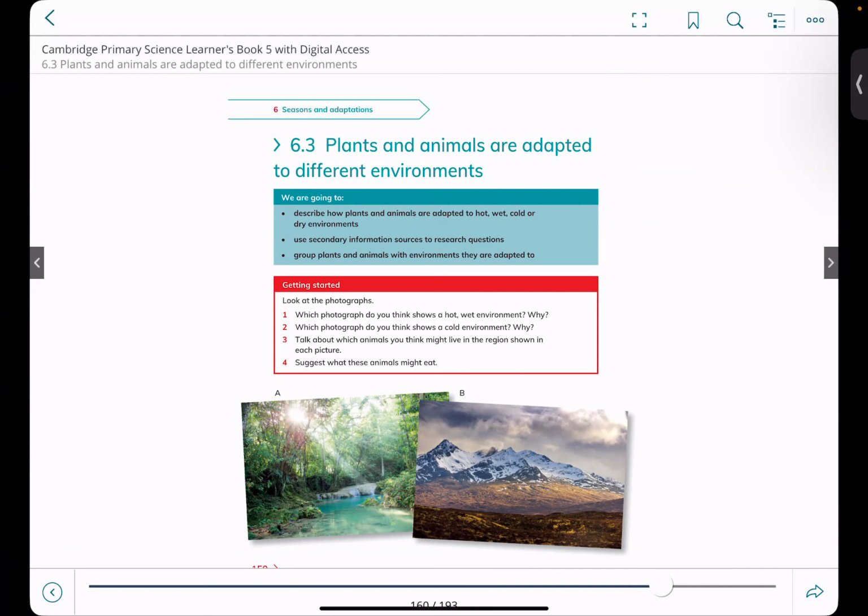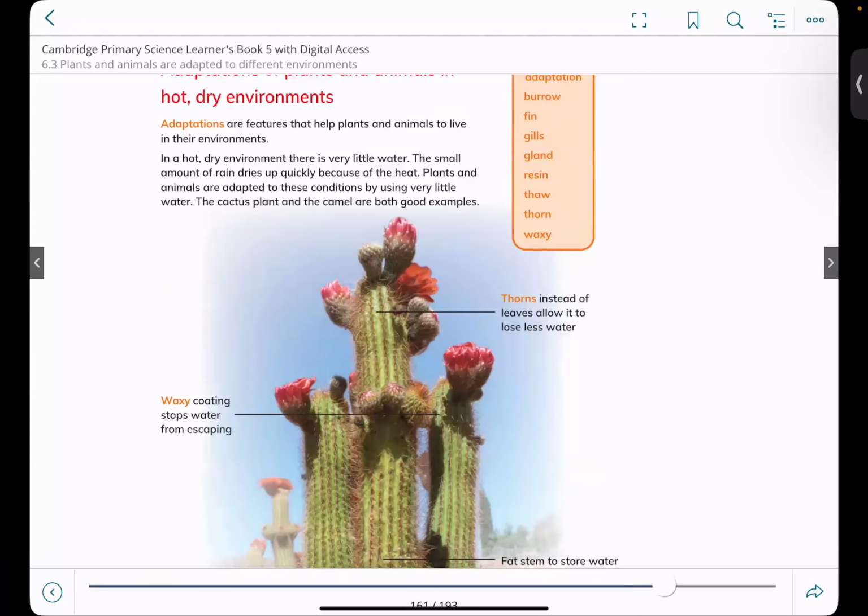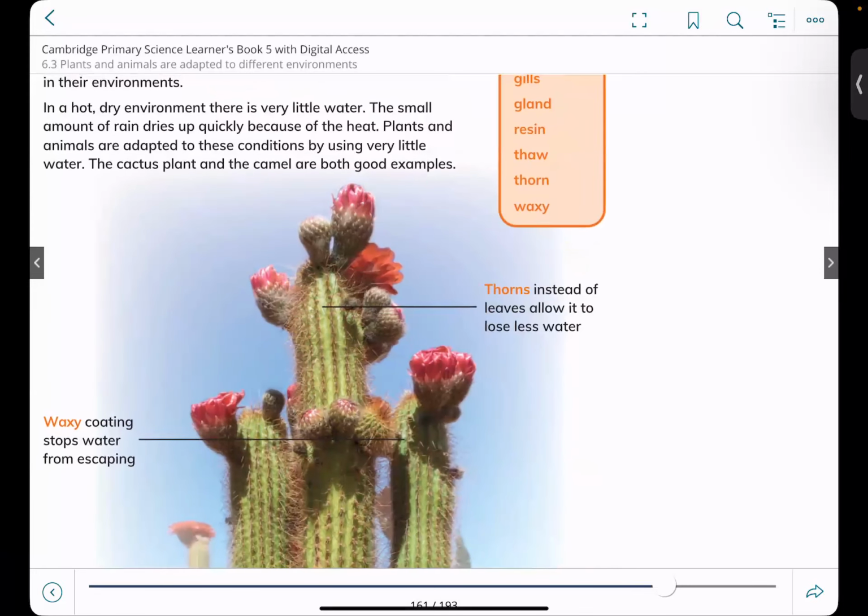So here we are talking about how plants and animals have adapted to different environment. Here we talk about cactus, and cactus is grown in hot and dry environment. So what are the adaptations? Just in order to survive in a place where we have less water, how has this plant adapted? Definitely you have to do it in points. Point number one, instead of leaves, they have thorns, as you can see here. They have thorns instead of leaves so that it is going to lose less water.